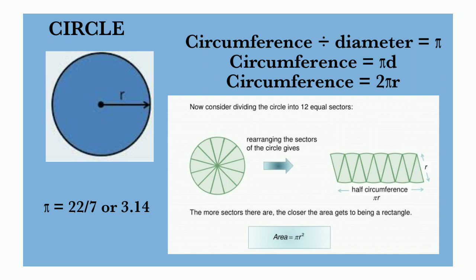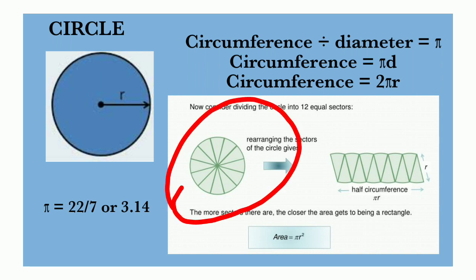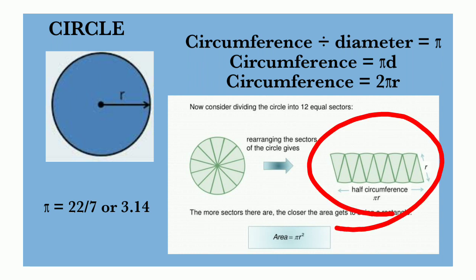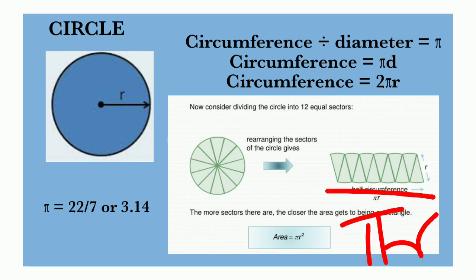Okay. The next one is the area of a circle. Now consider dividing the circle into 12 equal sectors. Sectors means from the center you draw two radii to the boundary and you get a figure. That figure is known as a sector. So how many sectors here? 12 sectors. Arrange them in this order and you will get this shape, and the one side is half of the circumference. Half of the circumference means, 2 pi r is the total circumference.